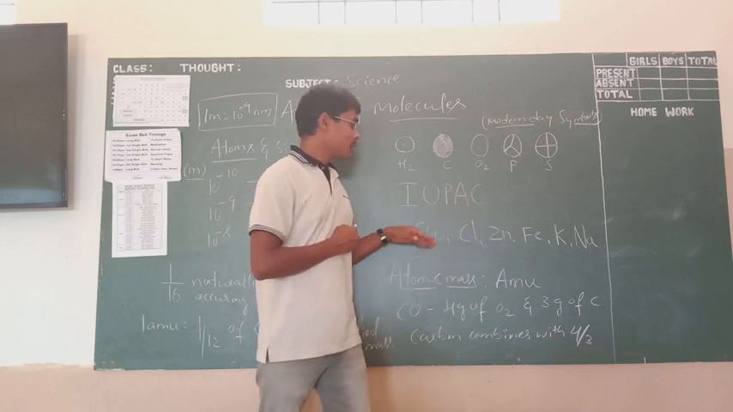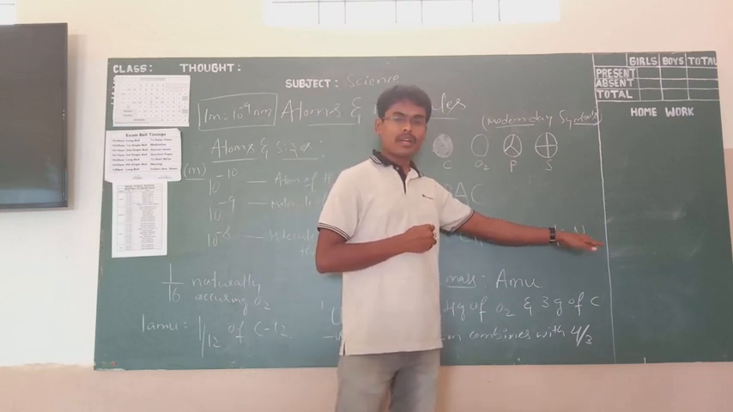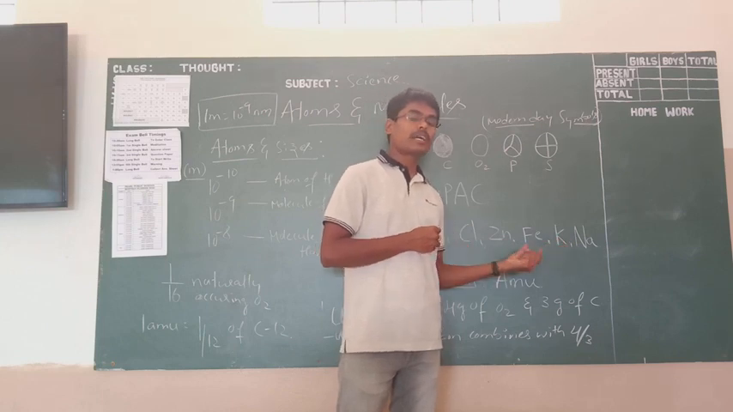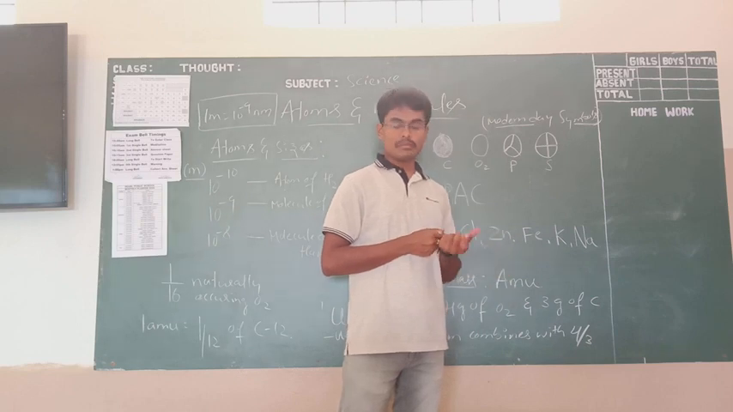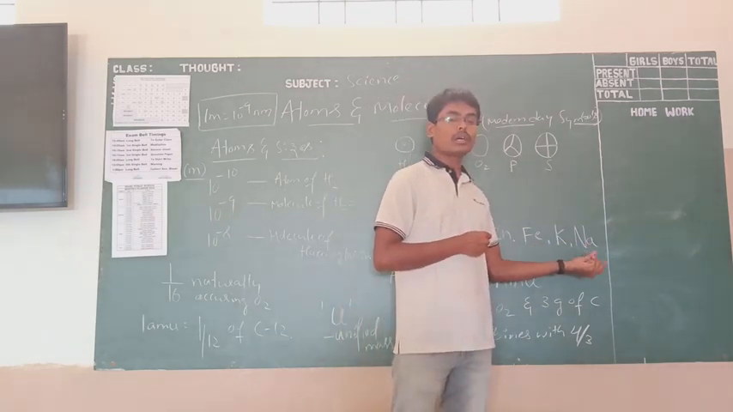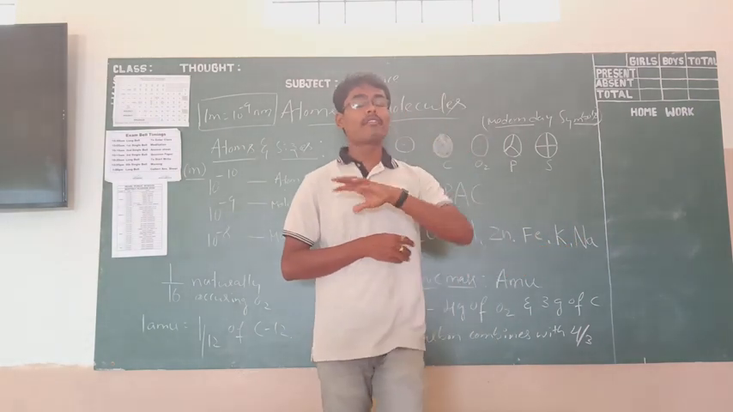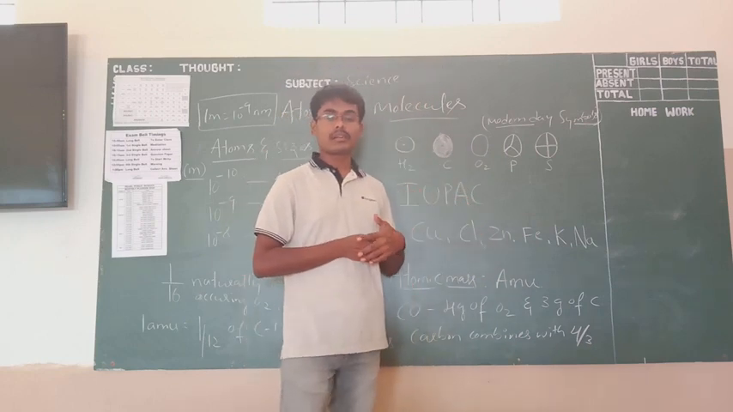Okay, then this iron and potassium and sodium. For example, you take the K, that indicates the potassium, and this potassium is originated from a word called kalium, and this Na indicates the sodium. This is originated from the natrium. Like that, we have different elements, we have different symbols. Okay.